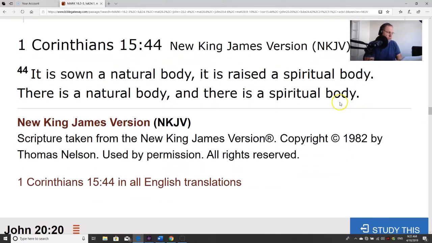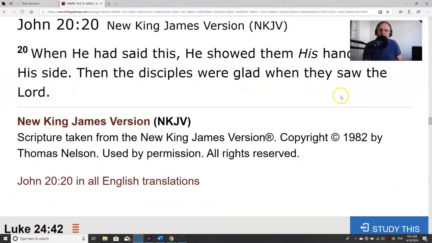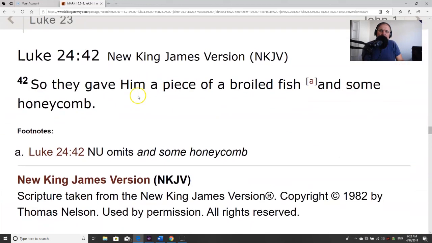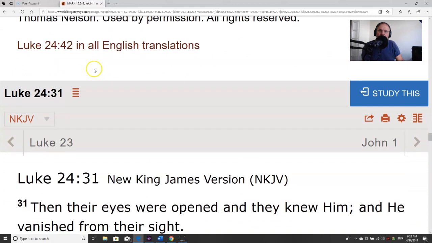This is good, look. John 20:20. When he had said this, he showed them his hands and his side, obviously where he was nailed and speared. Then the disciples were glad when they saw the Lord. This is Jesus in his spiritual body. They gave him a piece of broiled fish and some honeycomb in Luke 24:42.